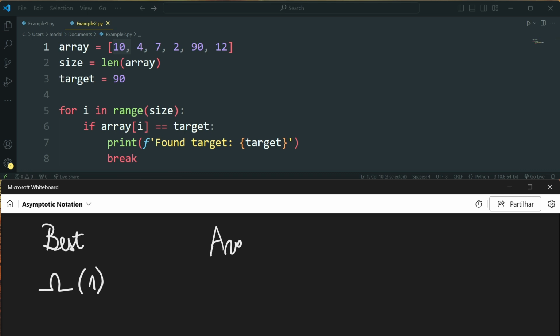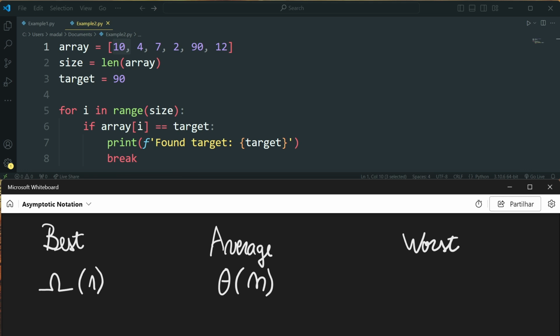Then we're going to have an average case. So on average, the element that we want is going to be somewhere in the middle of the array, and more or less at the position n divided by 2, right? So we're going to have to search n divided by 2 elements. However, like I told you, asymptotic notation rules, we drop the constants, so we're going to be left with a theta of n, right? Because we drop the half, and theta is the letter that we use to denote the average time complexity.